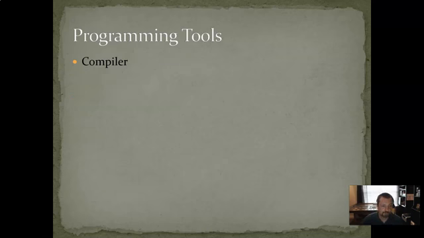Programming tools. A compiler is software that converts code you've written in one language and translates it to a second language. If it's unsuccessful in compiling, it'll give you errors or warnings telling you what you need to fix in order for it to compile. A debugger has several tools for helping us find bugs in our program.